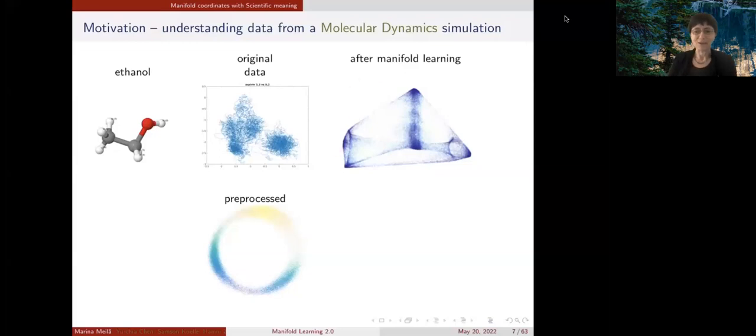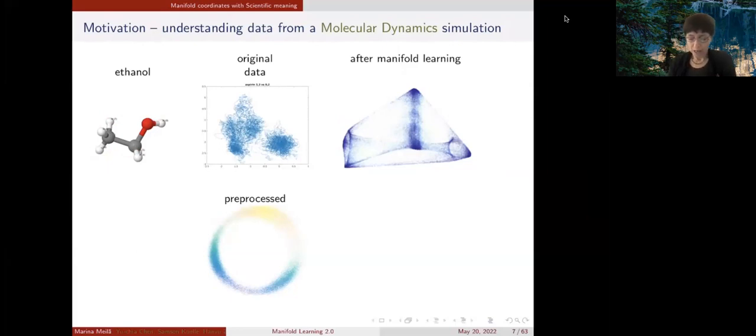For this audience, it's probably very obvious why this is a torus. It's a torus because, in first approximation, these two parts of the molecule rotate with respect to the middle part, and this produces the two generators of the torus. In particular, this rotor produces the larger generator, and this rotation produces the other generator.